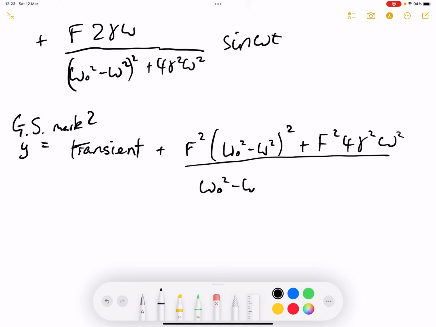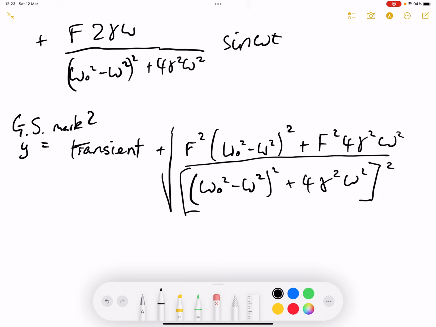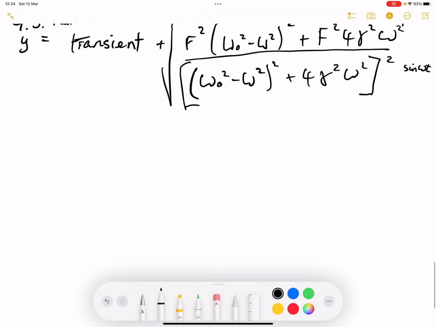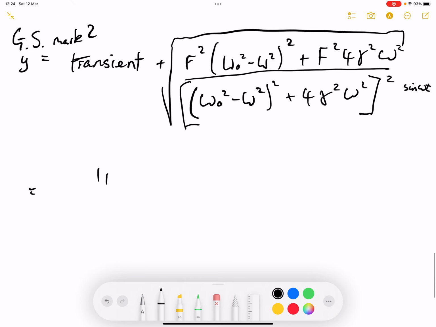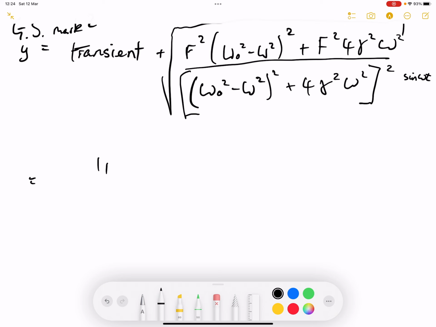Over omega naught squared minus omega squared, squared, plus 4 gamma squared omega squared. And is that going to be squared? Yeah, I think that's going to be squared. Squared, square rooted, times sine omega t. Let's do some ditto marks. And let's start dealing with this. So the f can come out instantly, and so we're going to have an f out here.